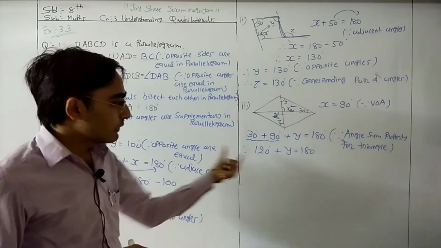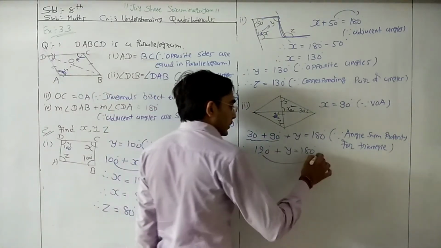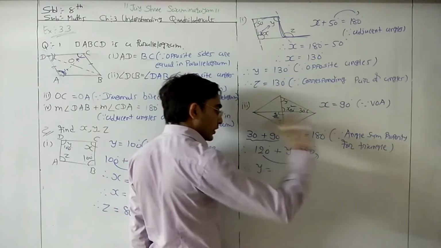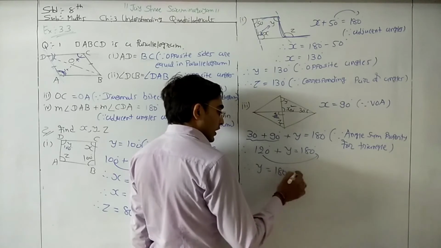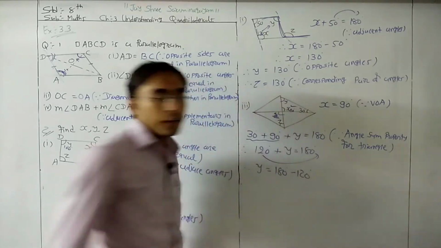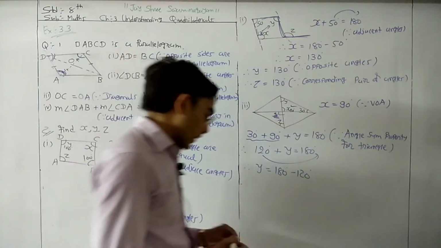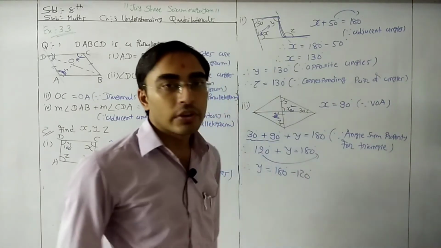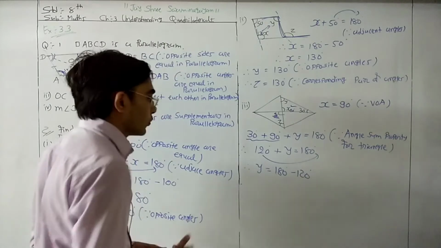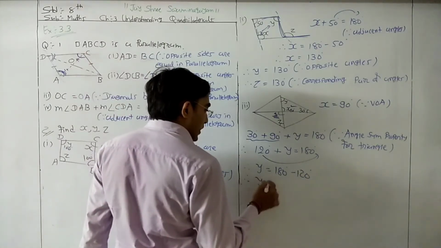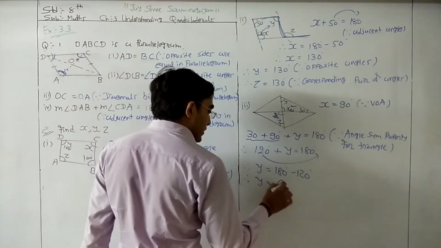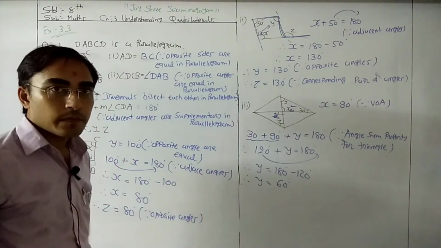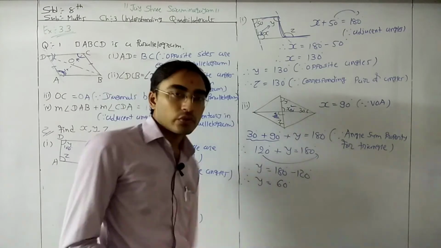Now for finding the value of y, we need to transfer this 120 to the right hand side. If we transfer this plus 120 degrees to the right hand side, it becomes minus 120 degrees. So here we can get the value of y: 180 minus 120, 60 degrees. So our y is equal to 60 degrees.